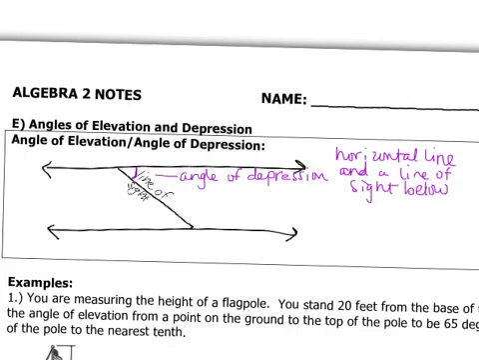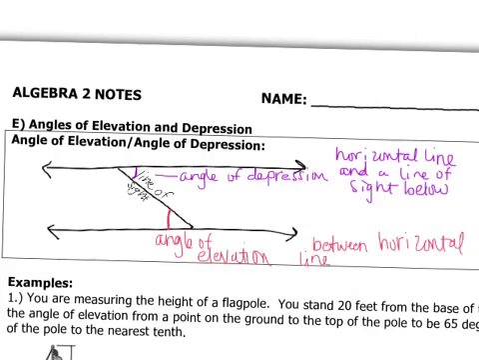All right. The angle of elevation is from the horizontal line up to the line of sight. This is our angle of elevation. And this is between your horizontal line and a line of sight above. So notice we went from the horizontal line to the line of sight above that horizontal.